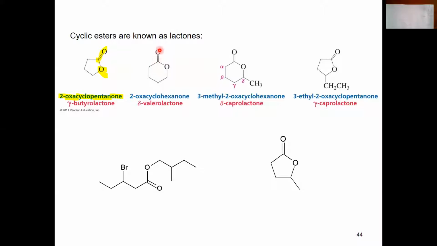That's naming this ketone looking thing. But it's a 2-oxa to tell me it's really an ester, a lactone, a cyclic thing. Hopefully you can walk through those couple of names. Let's talk about this guy down here together.